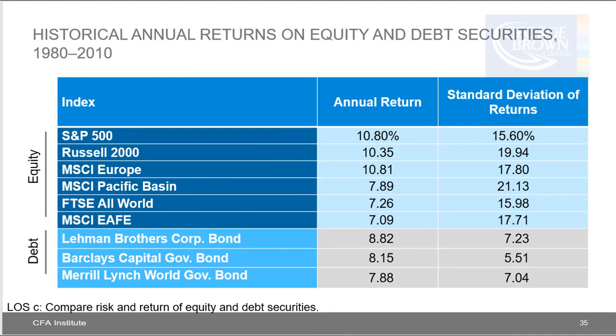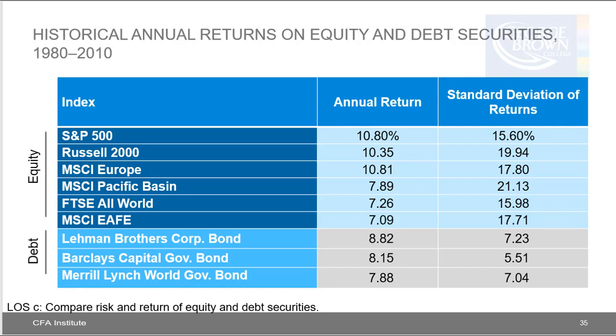Okay, again, learning outcome statement C is comparing risk and return of equity and debt securities. So I showed some Ibbotson data and I showed some data from Damodaran. This is just the table that's in the text, and it's showing historical annual returns on equity and debt securities, 1980 in this case to 2010. So again, different time periods. And in terms of the equity, they have different indexes here: the S&P 500, the Russell 2000, MSCI Europe, the FTSE All World. Again, if you want more information about the indexes and what their constituents are, then just Google search it. And then for the debt, they've got a couple of different bond indexes, which is important to understand. There's a Lehman Brothers Corporate Bond Index. There's a Barclays Capital Corporate Government Bond Index.